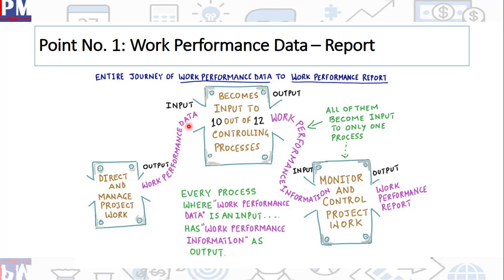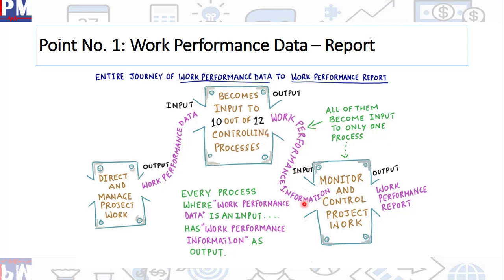But this work performance data becomes an input to 10 out of 12 controlling processes. So you have cost control, quality control, and so many other different kinds of controls, all of them 10. And they all produce work performance information. There would be some information connected to cost, some connected to resources, some connected to quality, and so on. And therefore, you have work performance information.